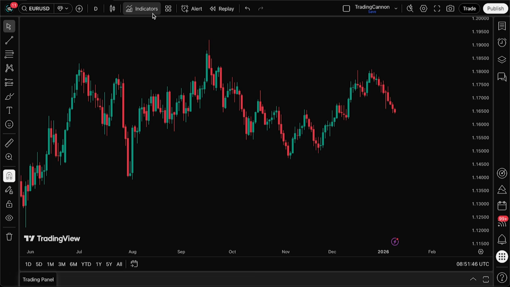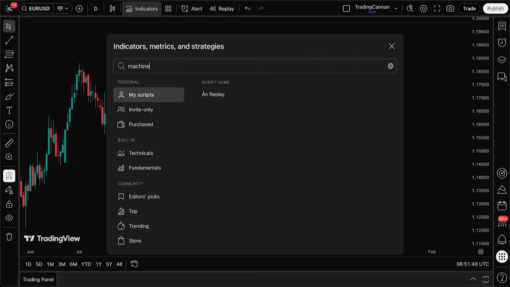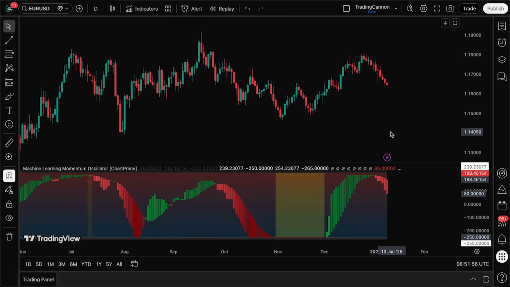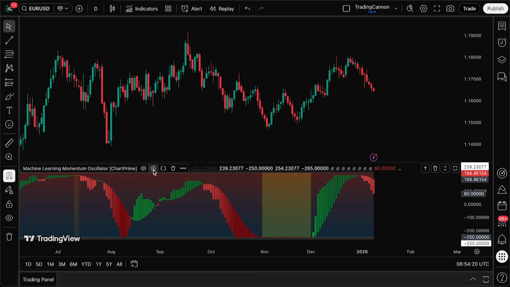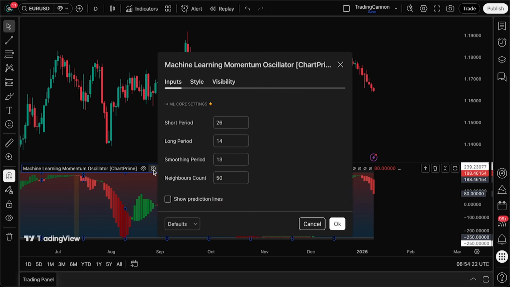Add the indicator in TradingView. Click Indicators button. Type Machine Learning Momentum Oscillator. It should appear as the one by ChartPrime. Click Add. The oscillator loads below your price chart instantly. Simple setup. Defaults are solid for most users, especially on 5-minute to 1-hour charts. Key features.